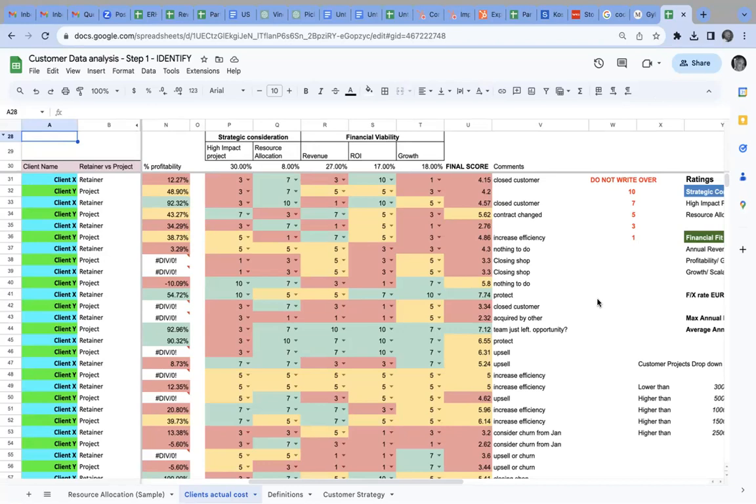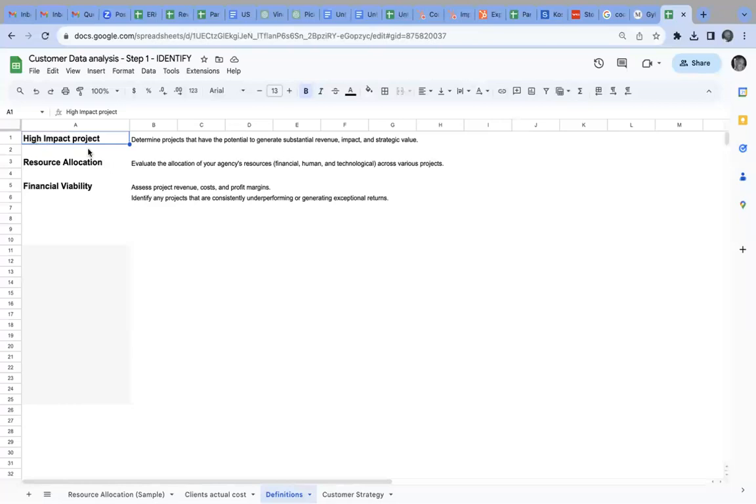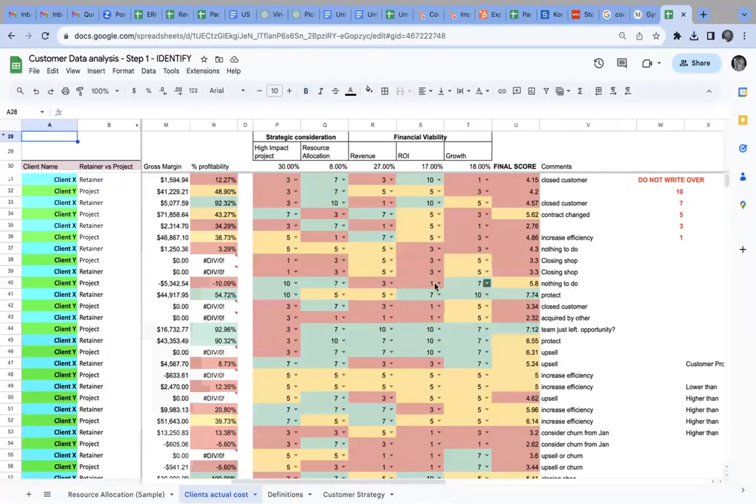Perfect. Okay, so just as a quick recap, last time we talked about this being the first phase, trying to identify where we make money, where we lose money, and what could potentially be great clients to work with going forward. And then we defined a high impact project. What does that mean? We also went through the rating, with some strategic considerations when you rate this.